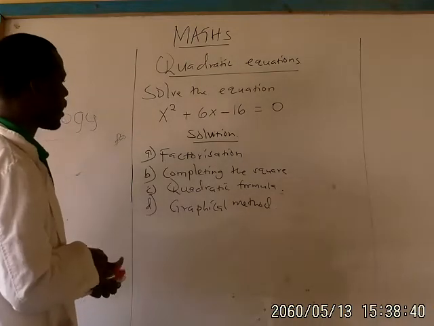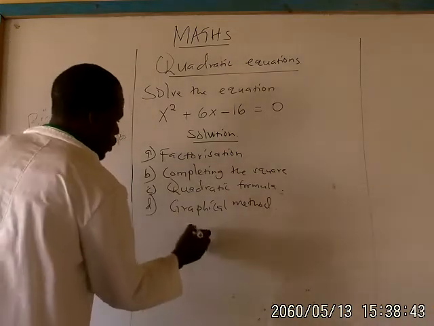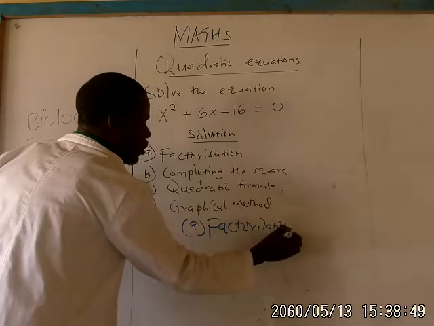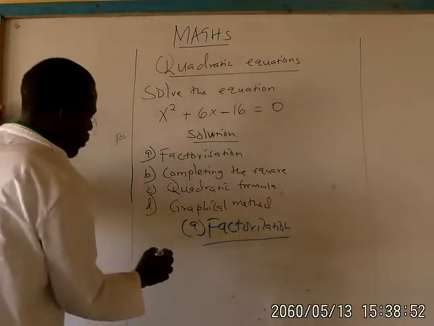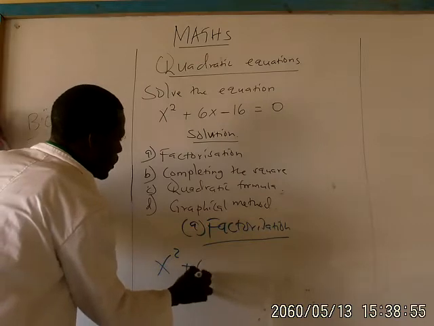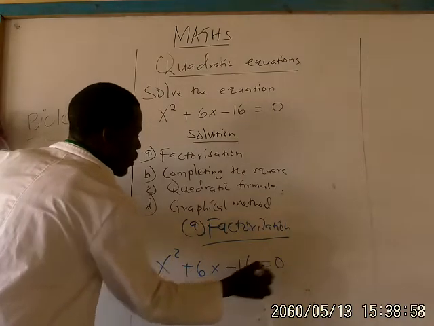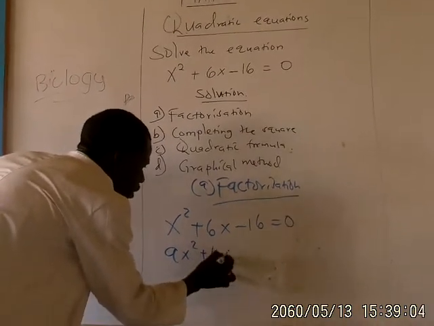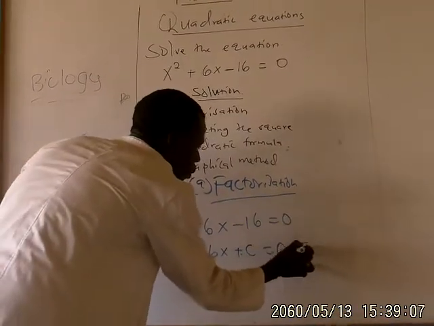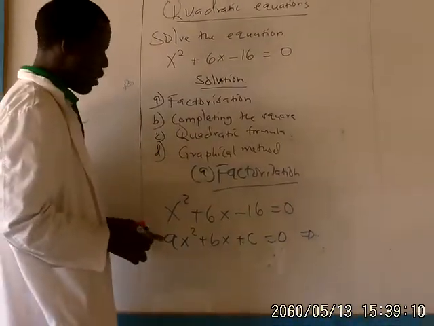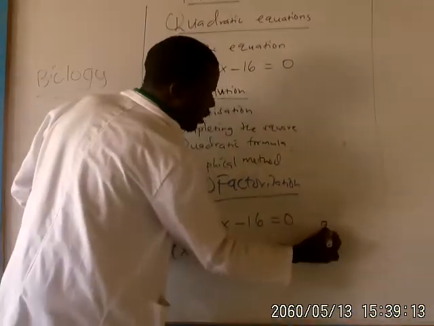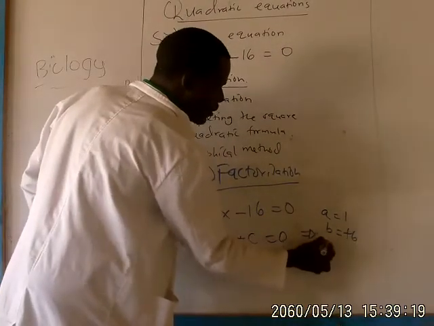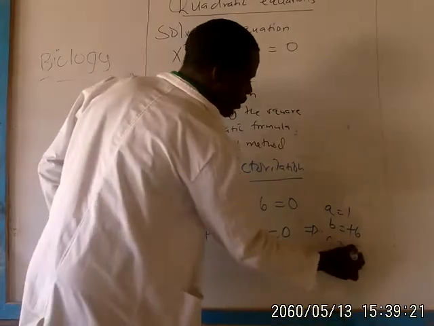Now let us look at the first one, the factorization method. Now we bring our equation x squared plus 6x minus 16 equals 0. This equation is in the form of ax squared plus bx plus c equals 0, where we can see from here that our a is 1. B, you can see that it is plus 6. Then c is negative 16.